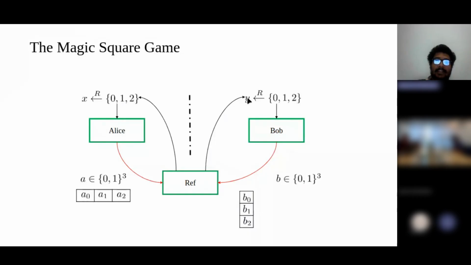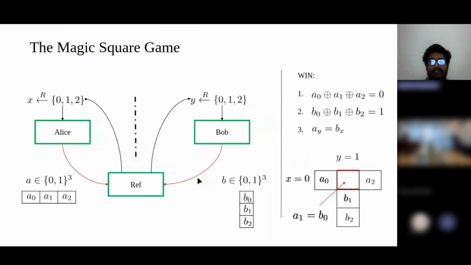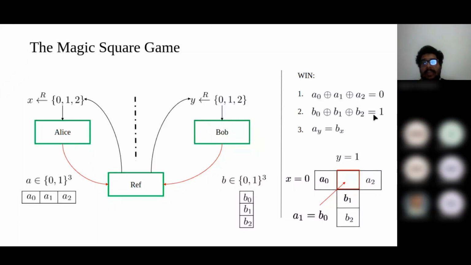So the black arrows go out first. These are the questions, and the red arrows are the answers. Now, what is the winning condition for this game? You essentially need 3 conditions. Number 1, the parity of Alice's answers should be even. The parity of Bob's answers should be odd. And the last thing is that the common bit should be the same.